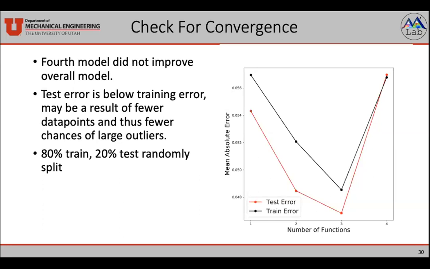However, when we added a fourth model, it did not improve the fitness of the overall model. And so the three models were deemed to be sufficient and a convergence, and the best that we would be able to get with this method. Something interesting from this plot is that the test error is below the training error, which normally is not the case in machine learning problems. However, this could be due to the test error having far fewer data points and thus far fewer outliers, which we'll show is what drives the amount of error.